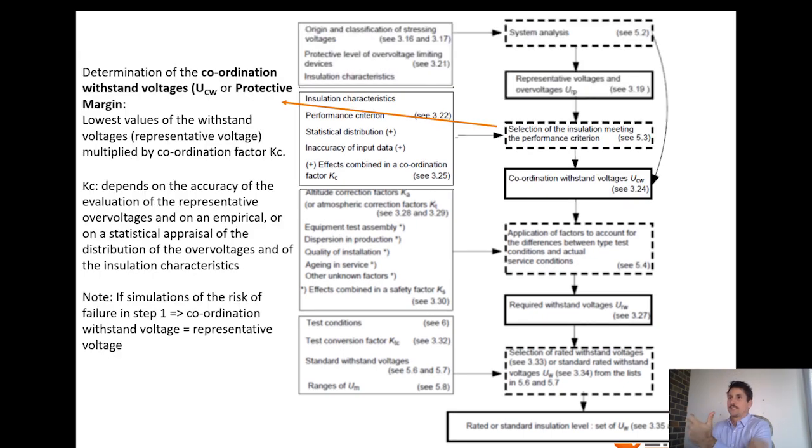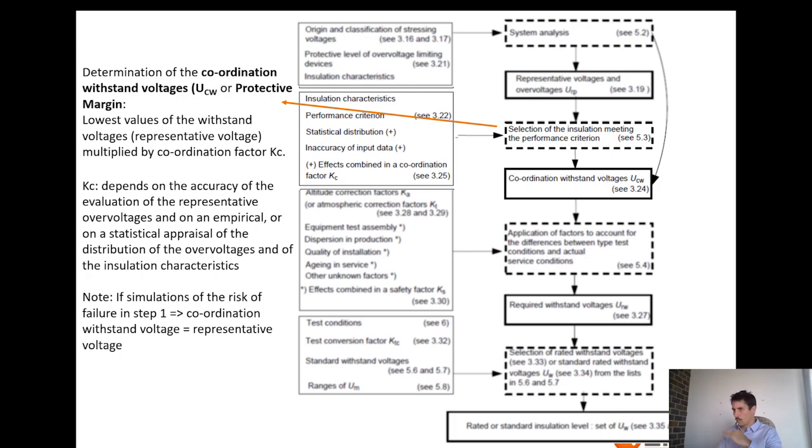So that's the second step now. The second step is the determination of the coordination withstand voltage. It's called the protective margin. According to the type of representative overvoltage you selected, this coefficient may be 1. So this coefficient will depend on the method you used, what representative overvoltage you used. The goal of this coefficient is to consider all the imperfections and simplifications that you could have made during the simulation. Of course, if you keep the full set of overvoltage results, there is no simplification really. Whereas if you take only the 2% value, it's a big simplification.